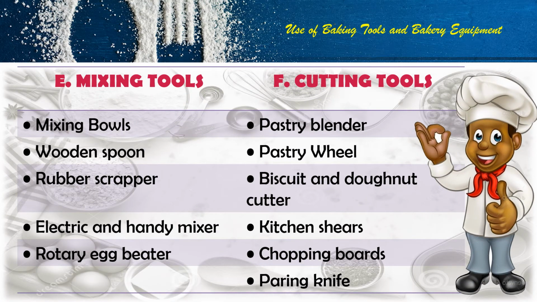Next classification is the mixing tools. Mixing tools are the mixing bowl, the wooden spoon, the rubber scraper, electric and hand mixer, and the rotary egg beater. Then we have the cutting tools used for cutting the ingredients or the fruits and vegetables or whatever we have used in baking. We have the pastry blender, pastry wheel, biscuit and donut cutter, kitchen shears, chopping boards, and paring knife.